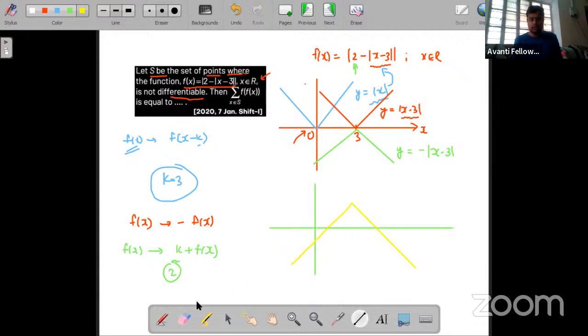Okay, so now what is that point? I'll use some other color. Okay, so that point is 2. Clear? Because we have moved 2 units. Now we have to find these points. Okay, so this function is actually y = 2 - |3|, |x - 3|.